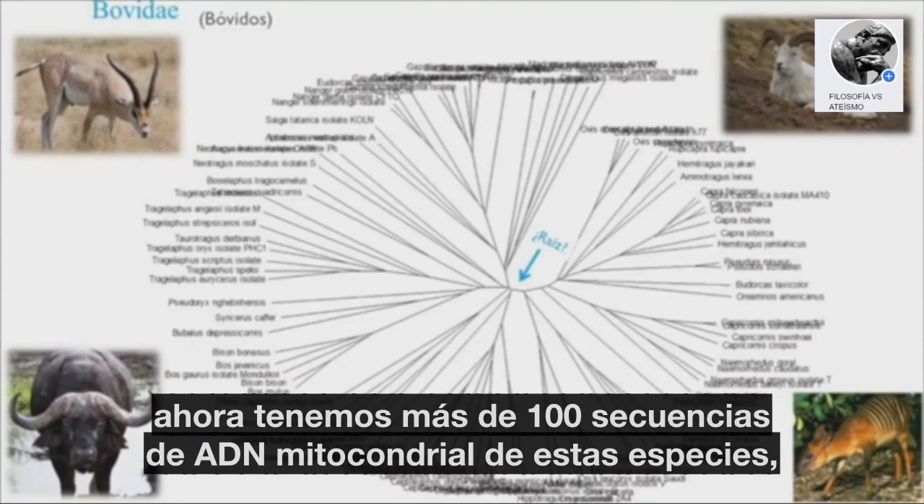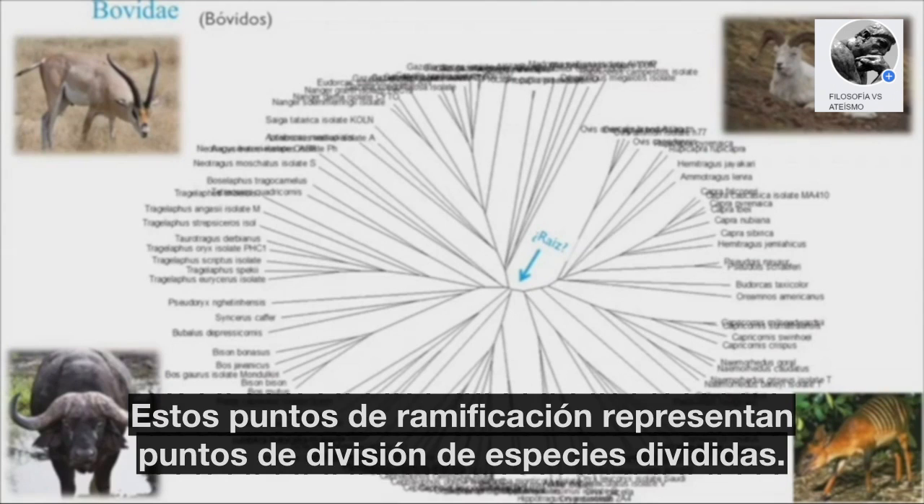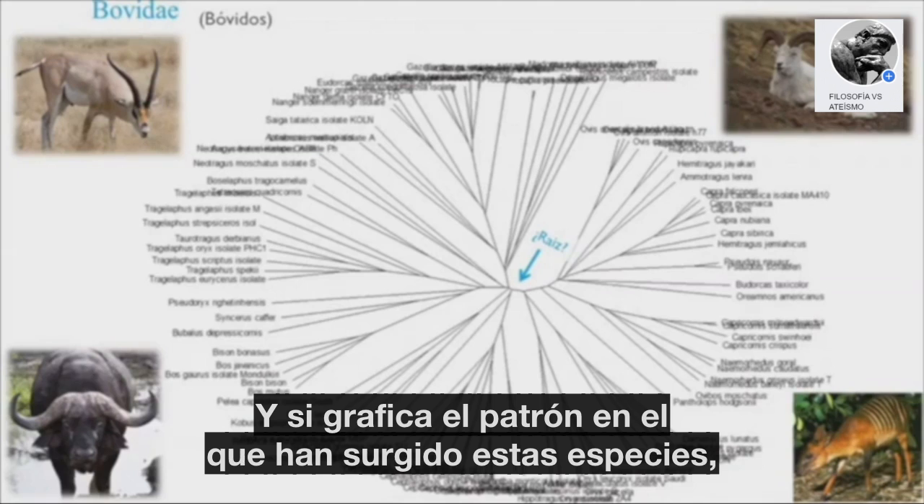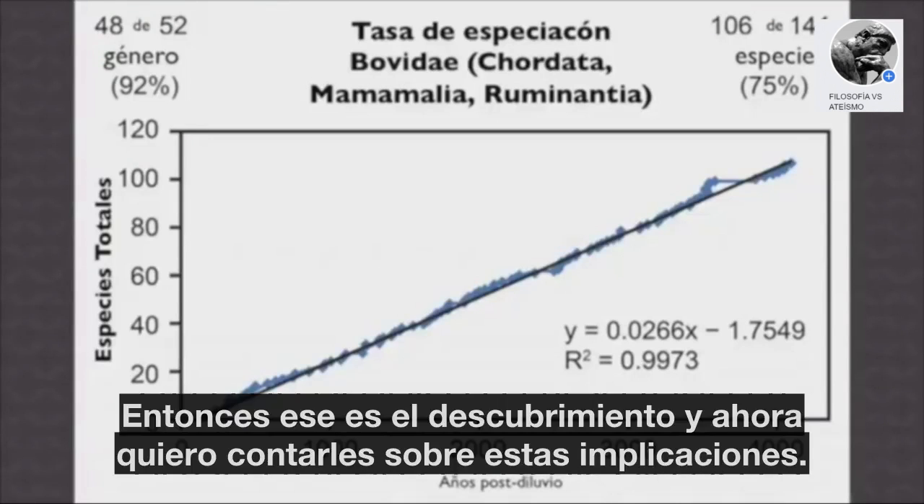We now have over 100 mitochondrial DNA sequences from these species. There's around 135 species total in this family. These branch points represent species split points. And if you graph out the pattern in which these species have arisen, you find that it's very linear. So that's the discovery. Now I want to tell you about these implications.